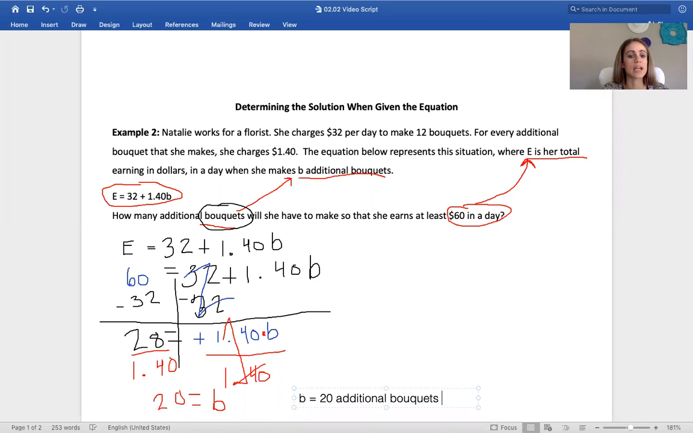So our question said, how many additional bouquets will she have to make? Is that what we found? Yes, it is. So check. We're done with number 2.